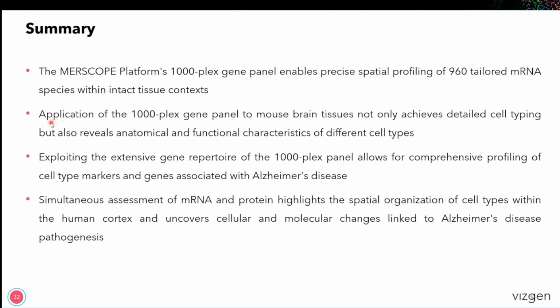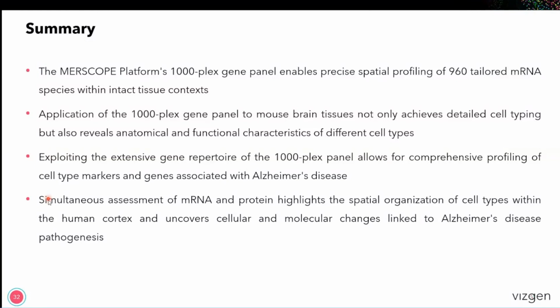One is applying the 1000-plex gene panel to mouse brain, which will not only achieve detailed cell typing, but also resolve anatomic and functional characteristics of different cell types. Also, when we apply the 1000-plex gene panel to human brain, we are able to profile the cell types and identify gene expression change associated with Alzheimer's disease.